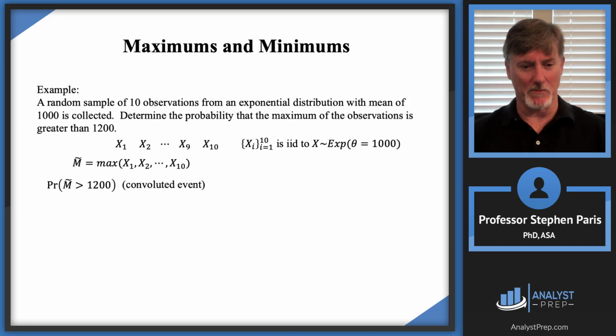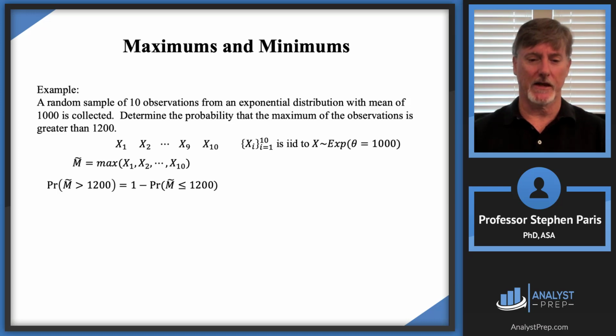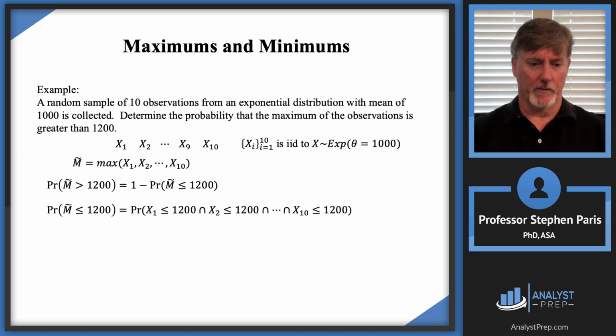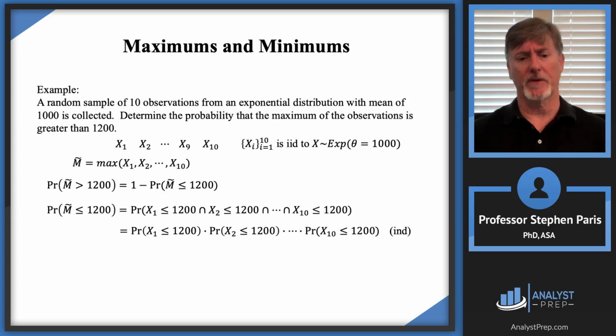So what I do is I would compute this probability by computing 1 minus the probability that the maximum is less than or equal to 1,200. And I can calculate that because the only way the maximum could be less than or equal to 1,200 is if all of them are, each individual cap X sub i is less than or equal to 1,200. And then by independence, this probability of a sequence of ands is just going to be the product of the probabilities that each one of them is going to be less than or equal to 1,200.